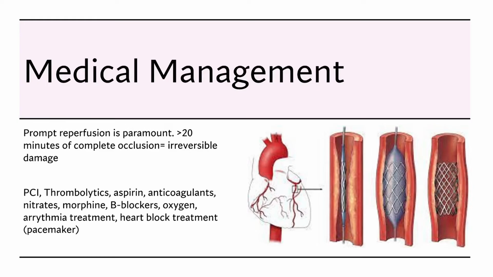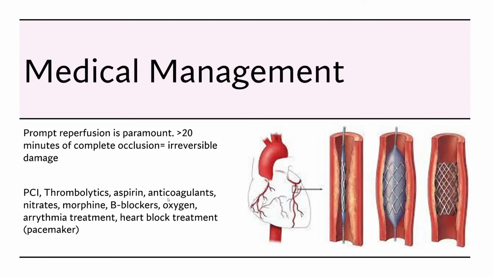coronary intervention, PCI, percutaneous coronary intervention, which is what this picture is. They're placing a stent. They're putting a catheter through with a balloon, they're inflating it, and they're leaving a mesh behind that keeps that area open. Thrombolytics to break down the thrombus, aspirin, anticoagulants, nitrates, morphine, beta blockers, oxygen.